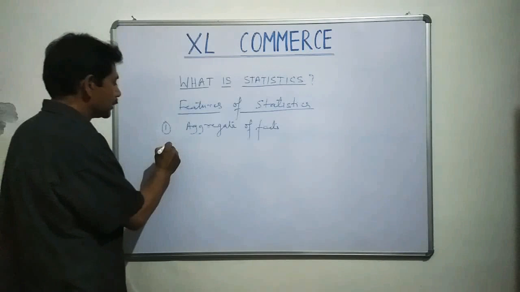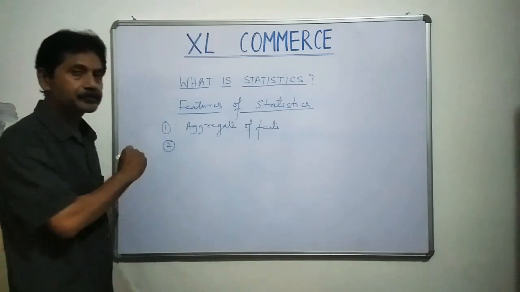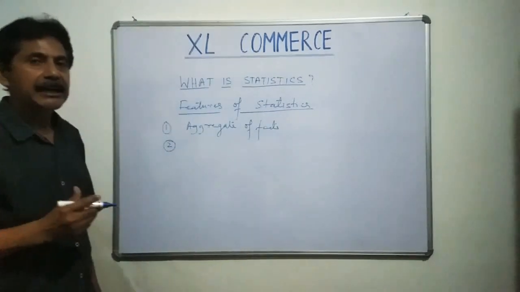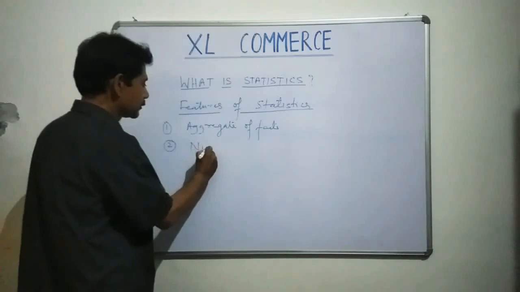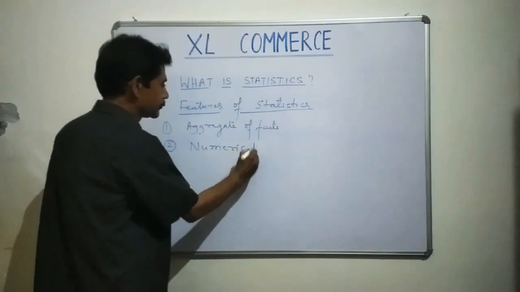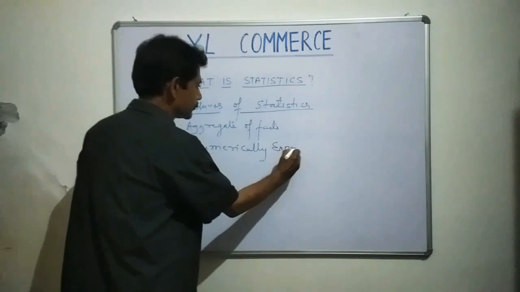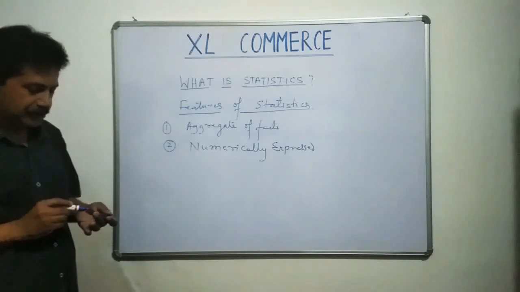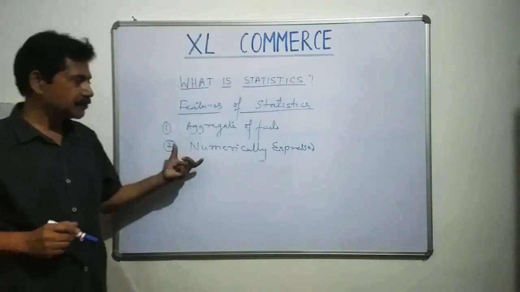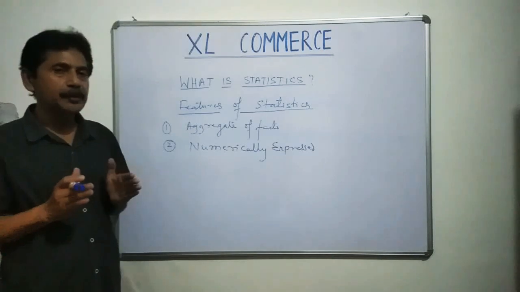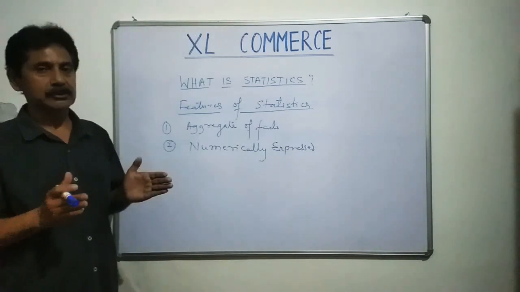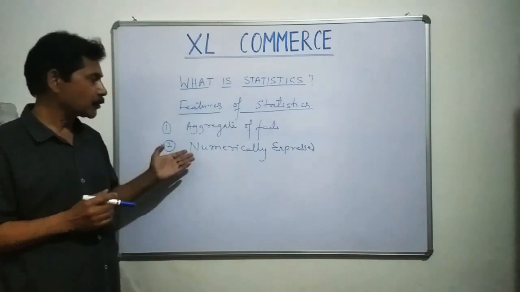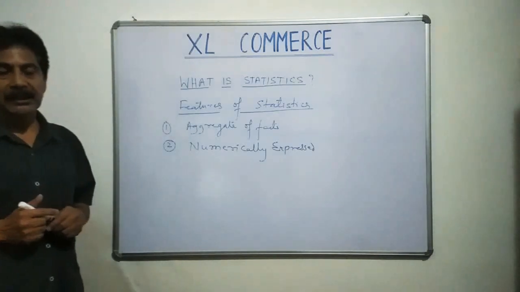The second point is numerically expressed. Now, what is the meaning of numerically expressed? Numerically expressed means that the data must be expressed in numerical terms, means in numbers. It must be expressed in numbers. Then only we can call it numerically expressed.